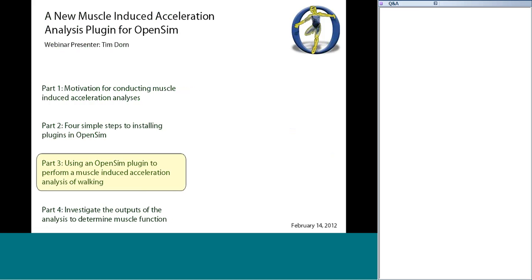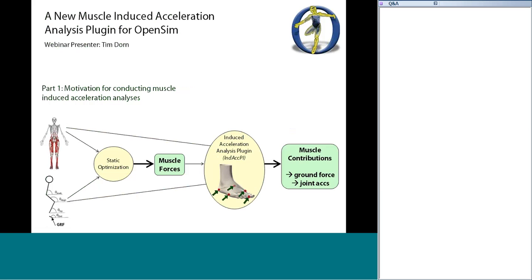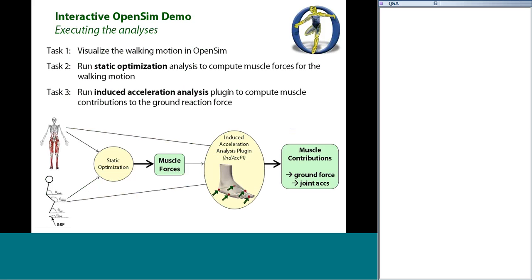So again, this is the pipeline that we're going to follow during this example. We've got a model, we've got some kinematics and ground reaction data. We're going to run static optimization to calculate muscle forces. And then once we have the muscle forces, we're going to run the induced accelerations analysis plugin to calculate how these individual muscle forces actually contribute to a ground reaction force. And therefore, we can find out how that muscle will accelerate the body center of mass. So first, we're going to visualize the walking motion in OpenSim.